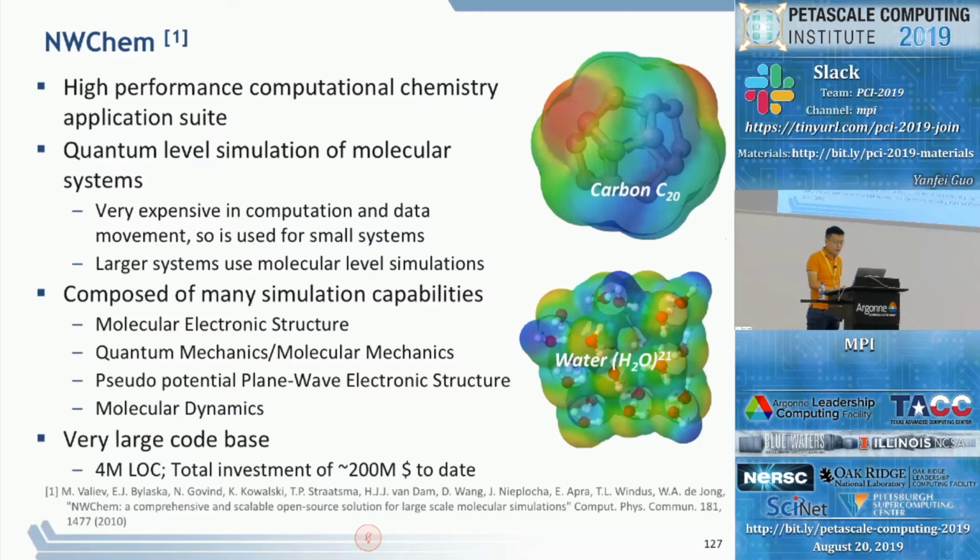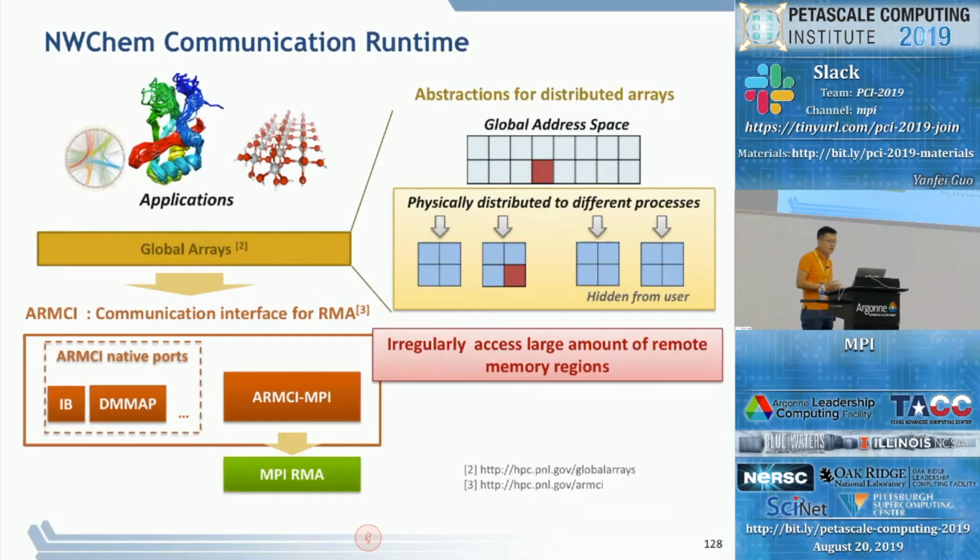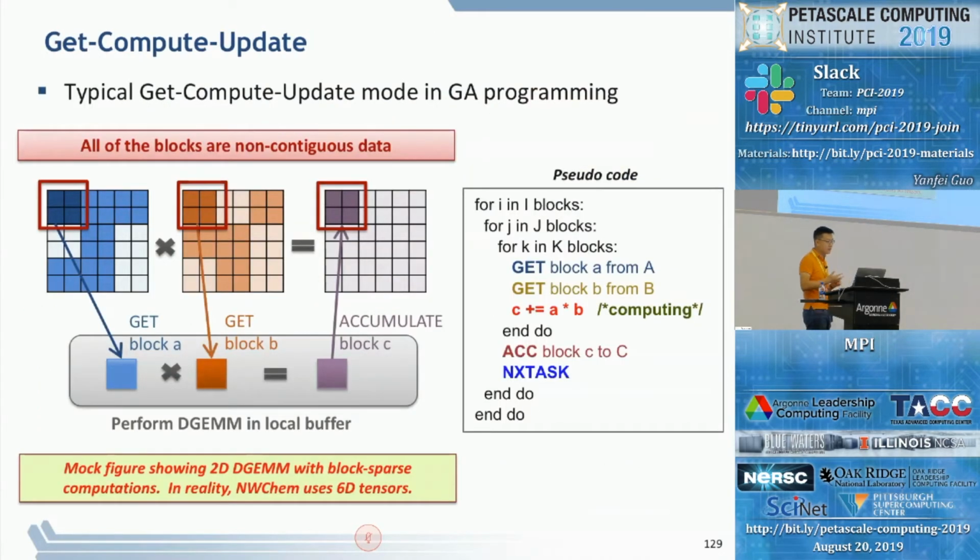Okay, so as I mentioned, one example that uses RMA a lot is NWChem. It's a quantum chemistry application. What NWChem does is each process has a sparse matrix, and they put it into this global address space, so they have irregular access to a large amount of this data. Each process can just do fetch. So their kernel is actually doing this get, compute, update.